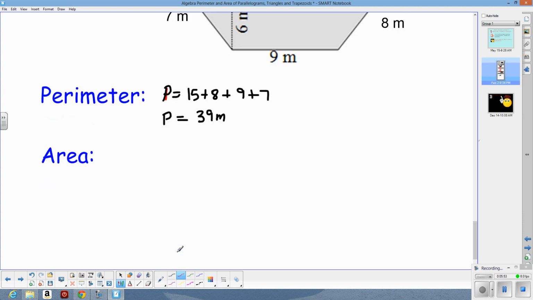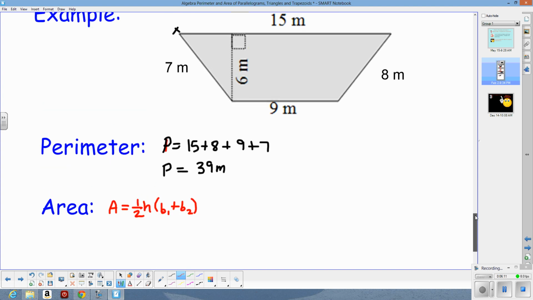Now to find the area, we're going to start out by writing down the formula. Area equals 1/2 times the height times the sum of the bases, so B1 plus B2. Now we're going to plug those numbers in. So area equals 1/2 times the height. The height is the distance between the two bases, so it's going to be 6. So 1/2 times 6 times the sum of the bases, so it's going to be 15 plus 9.